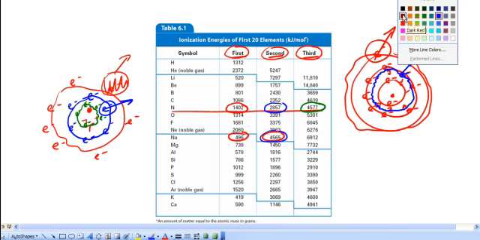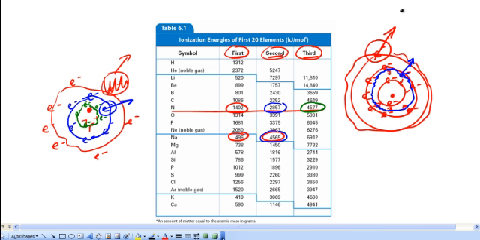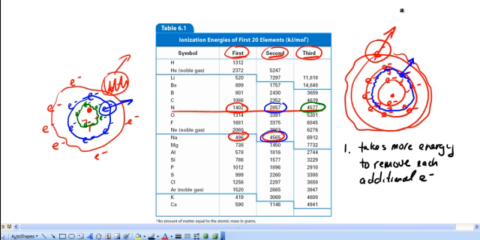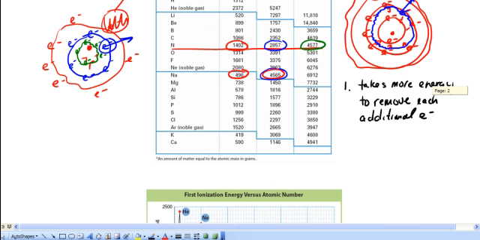And so I'm going to do this in, let's say, black. All right. Number 1, it gets harder or takes more energy to remove each additional electron. Every time you want to remove an electron, it takes more energy than the previous electron did. All right, that's one observation.